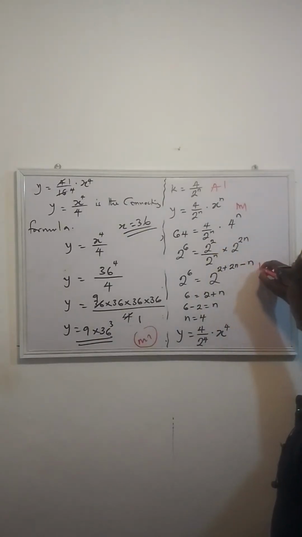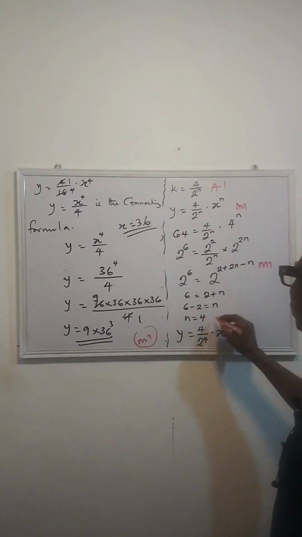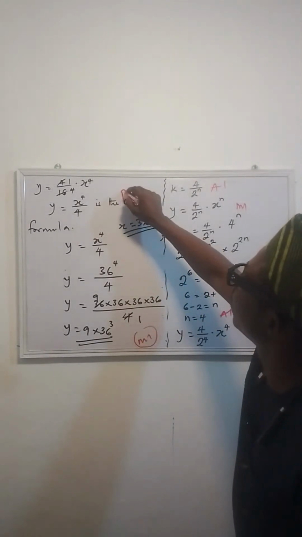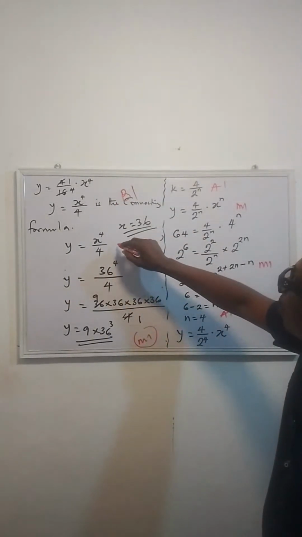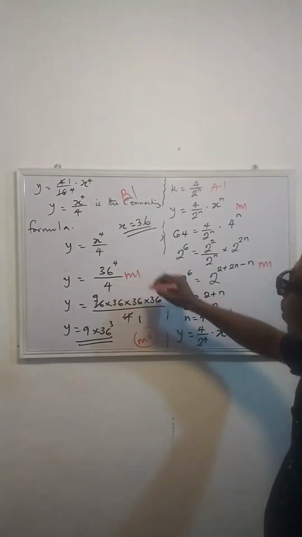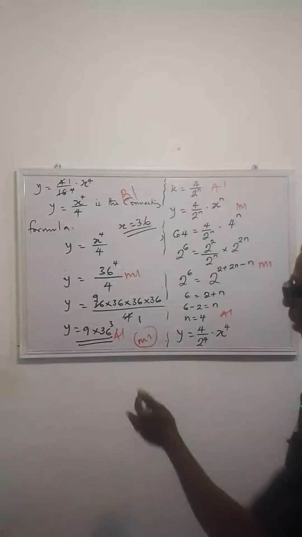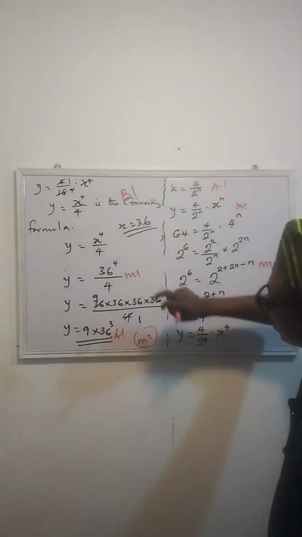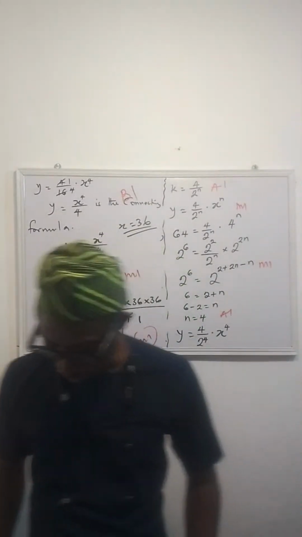For making use of your law of indices, you have M1. For getting n to be 4, A1. For getting the correct connecting formula, you have B1. For substituting into the connecting formula, we have M1. And for getting this answer, you have A1, the evaluation where you multiply everything. So we have 1, 2, 3, 4, 5, 6, 7, 8: 8 marks altogether. So that is the solution to that problem.